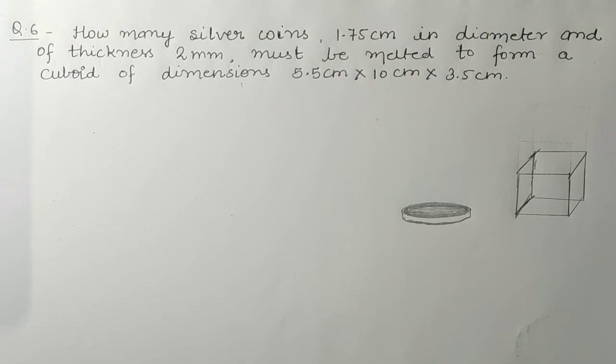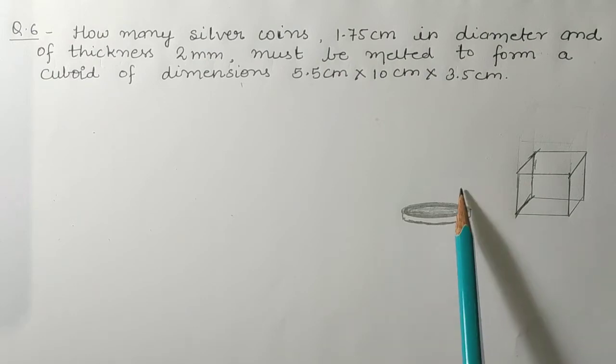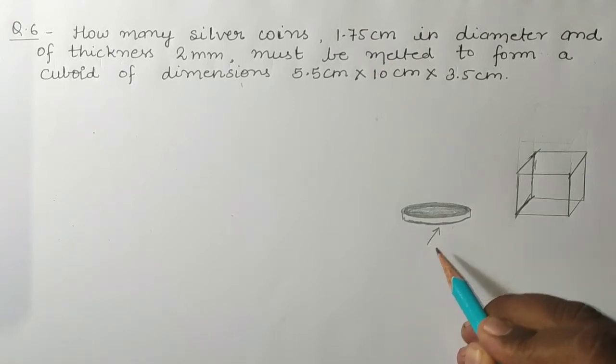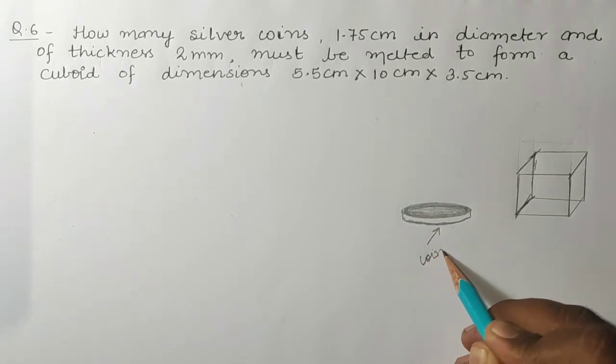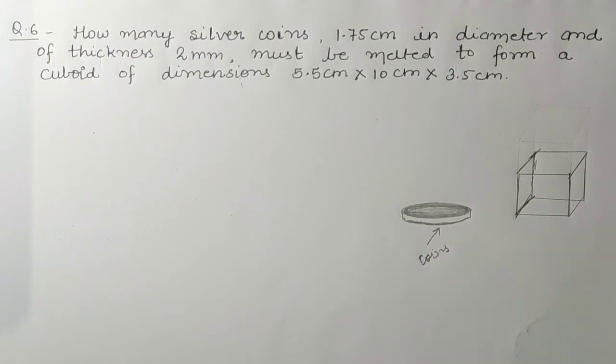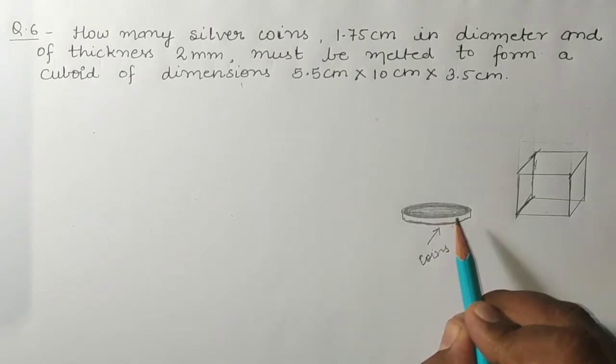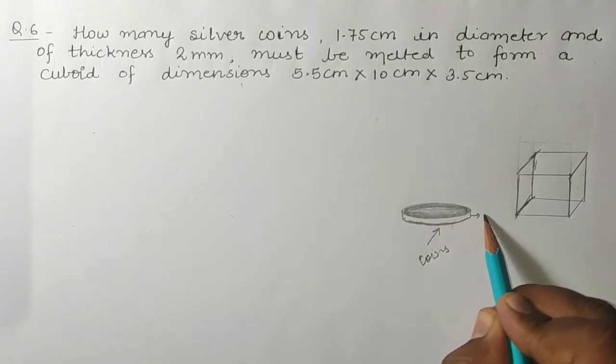The meaning of the question is, there are some number of coins. This is a coin. And there are some coins which should be melted to form a cuboid. The number of coins we have to find. The dimensions of the coin is given, that its thickness is 2 millimeter.